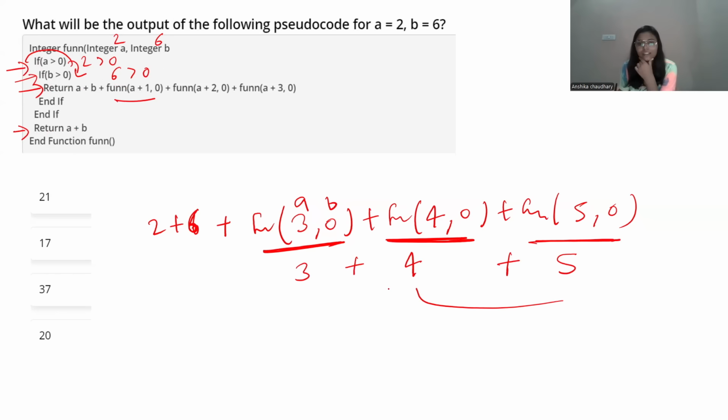4 plus 5 is 9. 9 plus 3 is 12. 12 plus 2 is 14. 14 plus 6 is 20. So 20 will be the correct answer for this question. Option number D will be the right answer. All right. So let's move on to the next question now.